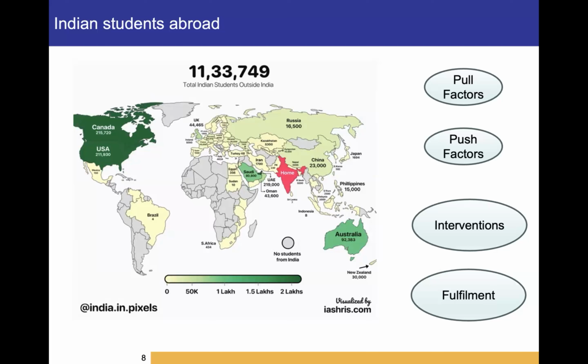And all in all, the result was studied with the independent variable, which is the fulfillment. That is the most important thing we look for in the world of education. Are the students satisfied with the mobility program that is being offered to them?